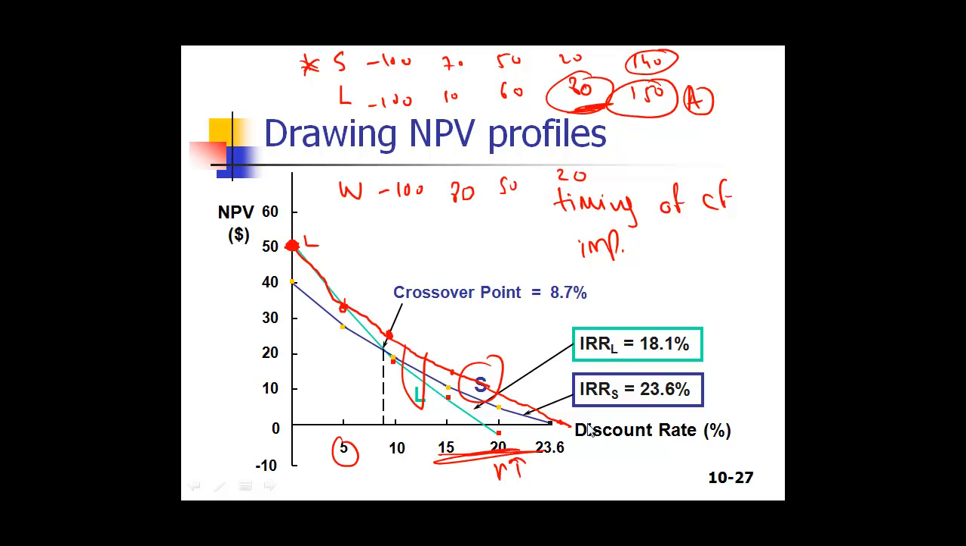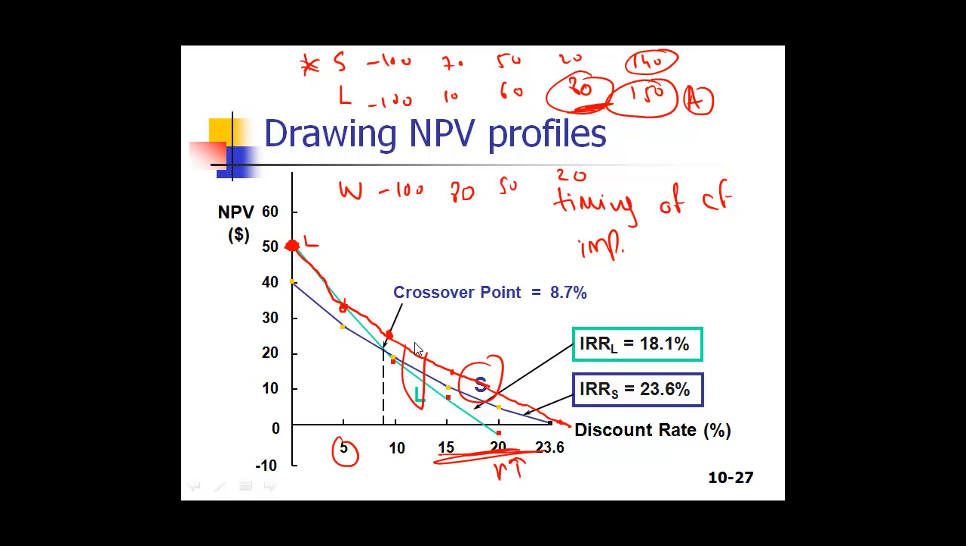They might come close, but they won't touch, because at any discount rate, the NPV of W will always be more. So if you are plotting NPV against discount rate, and at every discount rate the NPV of W is higher, then how will they touch? The answer is they will not. Do that for homework, after class.